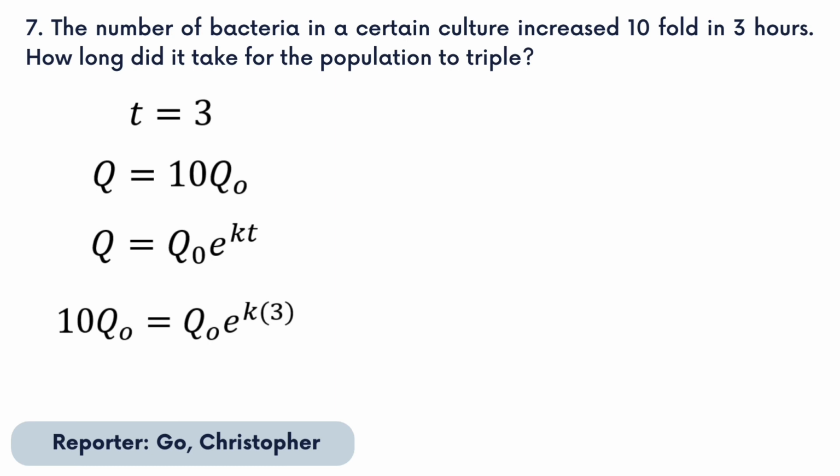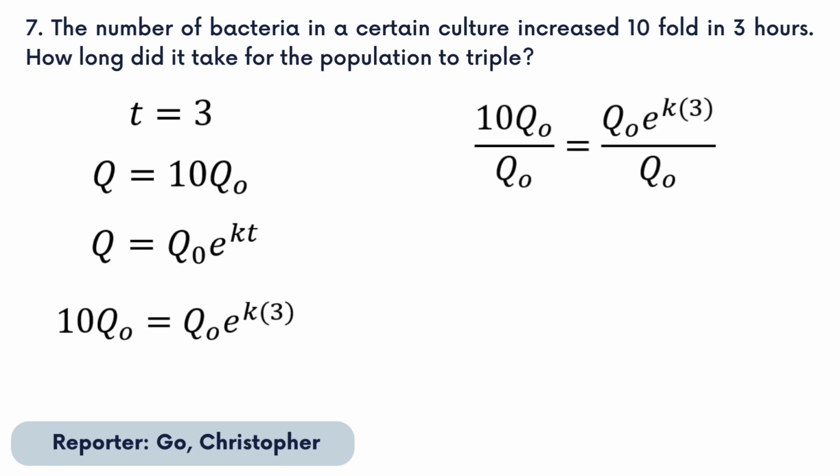Kung mapapansin nyo, wala tayong value ng initial quantity or Q sub 0, which is hindi magiging problema dahil makakancel din yan later on. Mag-focus tayo sa value ni k or yung continuous growth rate. Mismong value ni k ang kukunin natin, hindi e raised to k dahil mas malilito tayo doon. Sa pagkuha ng value ni k, divide muna natin both side sa Q sub 0, kaya makakancel na natin ang Q sub 0 both side. Magiging 10 equal e raised to k times 3.